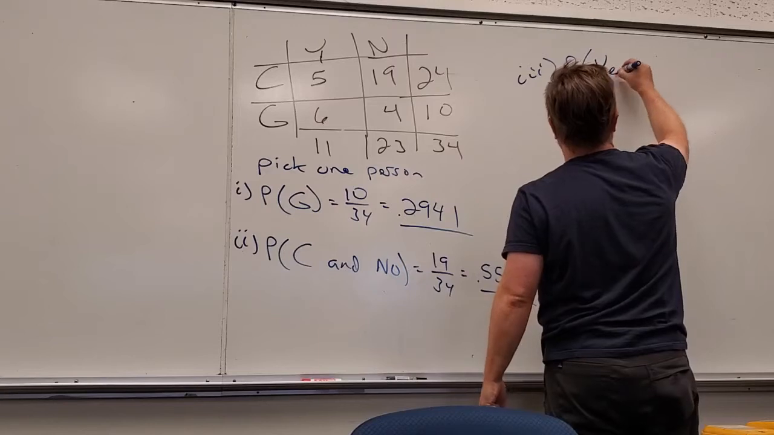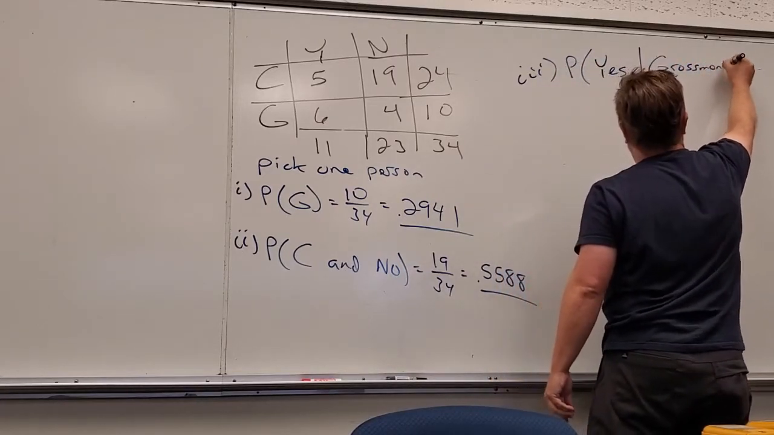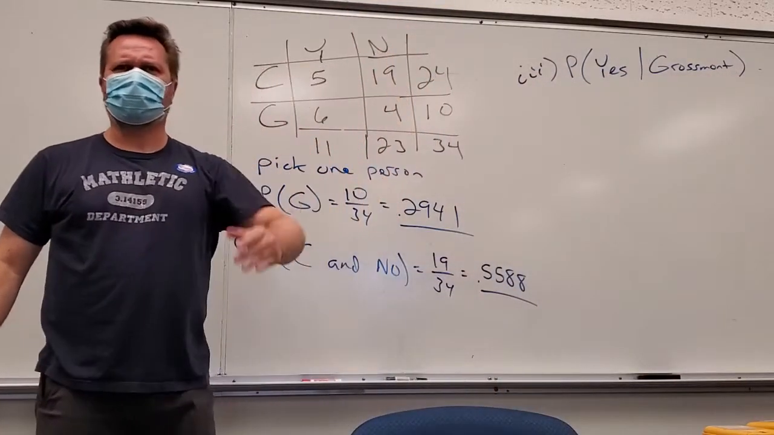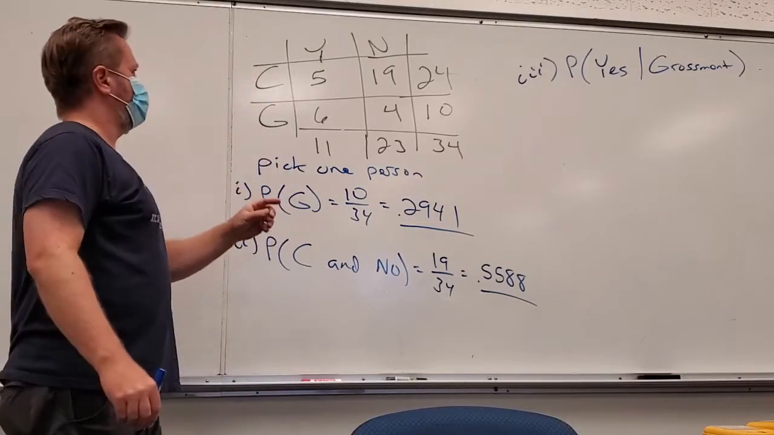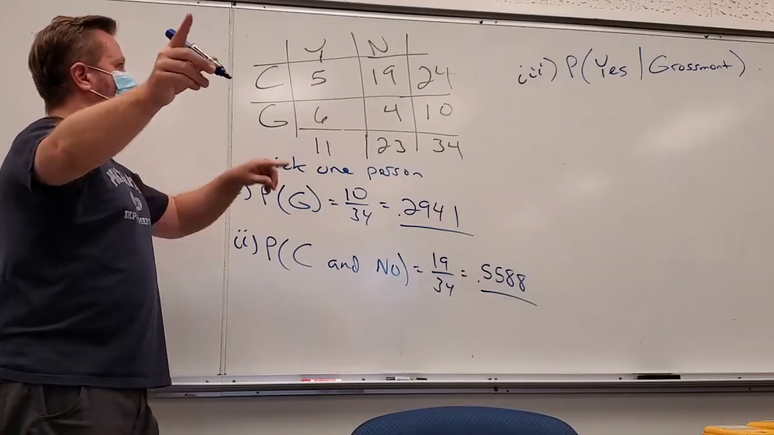Probability said yes, given that they're a Grossmont student. I showed you this symbol, right? The little bar, that means given. So 5 out of 24. Let's see. Or wait, I was looking at Cuyamaca. 6 out of 10. All right, I like it.